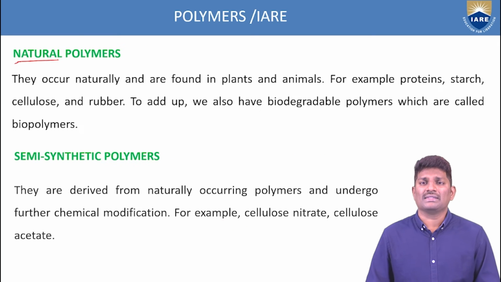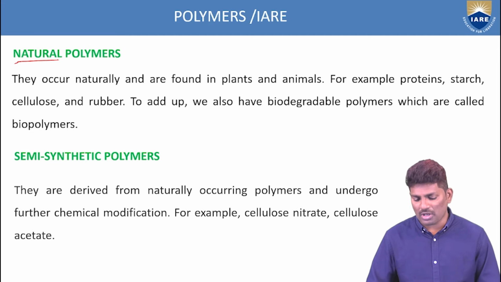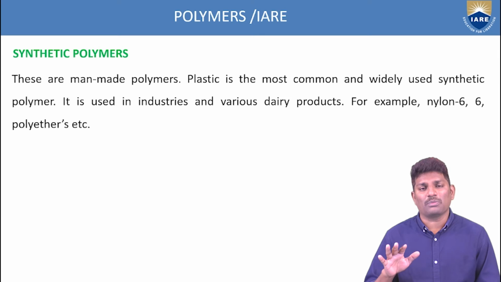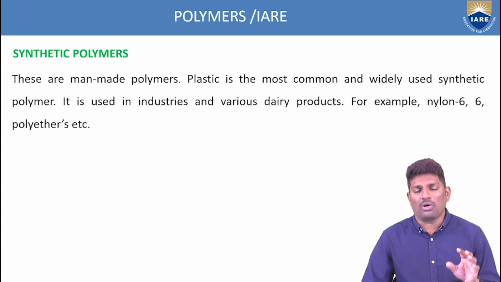And coming to the synthetic category, it is completely different. The man-made polymers come under the synthetic polymers. Plastic is the most common example to define the synthetic polymers. This plastic is widely used in most of the industries, dairy products, for example polyethylene and nylon 6. These are some of the man-made polymers which come under the synthetic polymers.